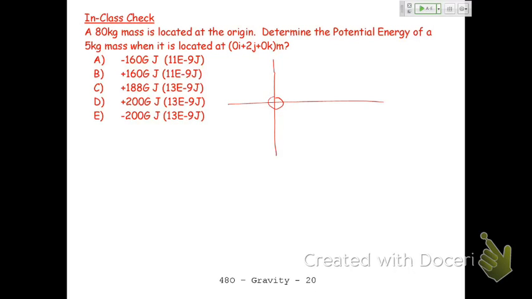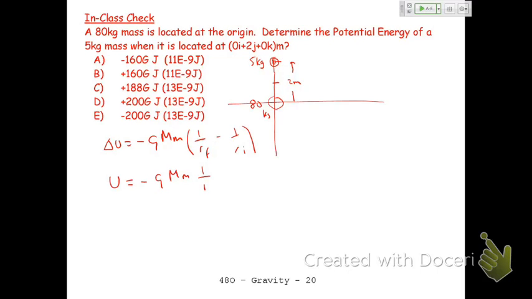And determine the potential energy of a 5 kilogram mass when it is located at 0, 2. So this is 5 kilogram, and this is 80 kilogram, and this is 2 meters. So I would say, my change in potential is equal to minus G, big M, little m, 1 over R final minus 1 over R initial. So I know from that that my U, not my delta U, my U is equal to minus G, big M, little m, 1 over R.